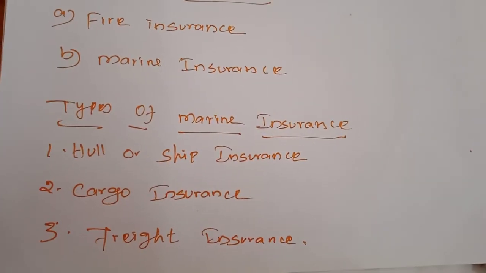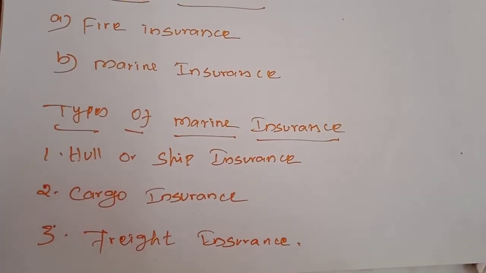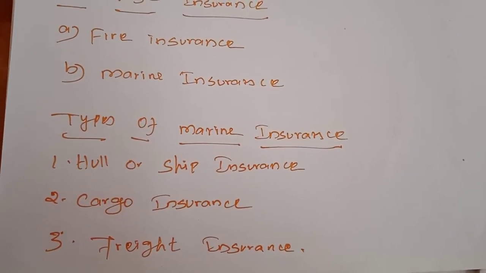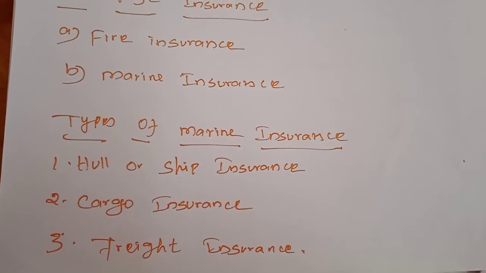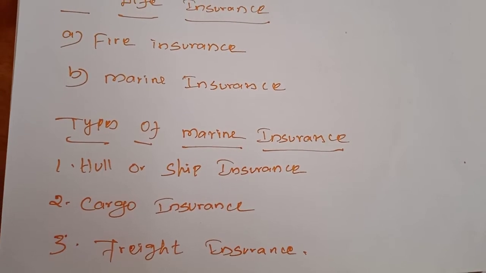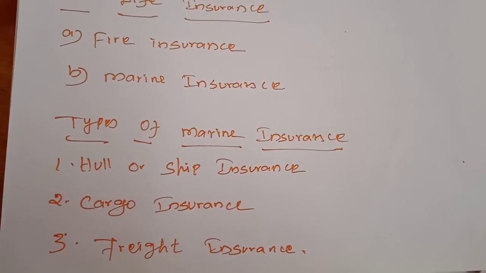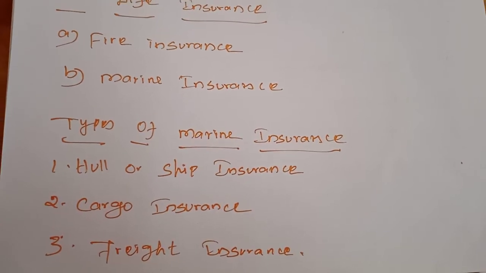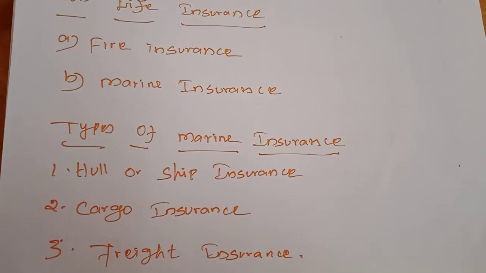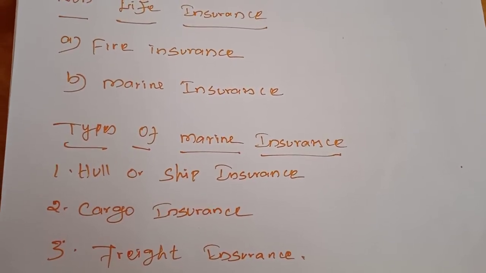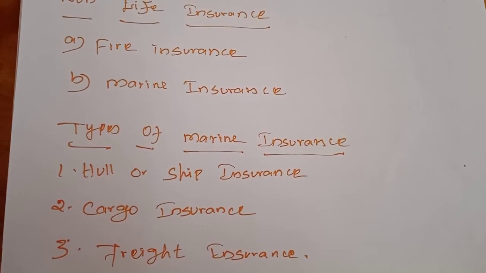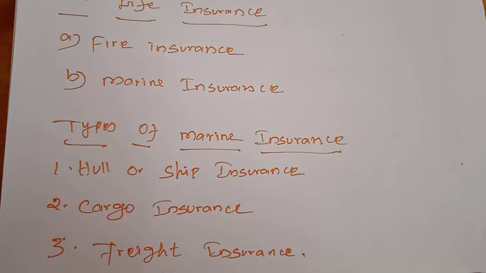Next, freight insurance. When a marine insurance policy is taken to guard against non-recovery of freight, it is known as freight insurance. The shipping company is mainly interested in freight. Freight means hire, the rent, which it gets either in advance or on the arrival of goods. However, it will not get the freight if the goods are lost during transit. So, to insure the freight, it takes freight insurance.